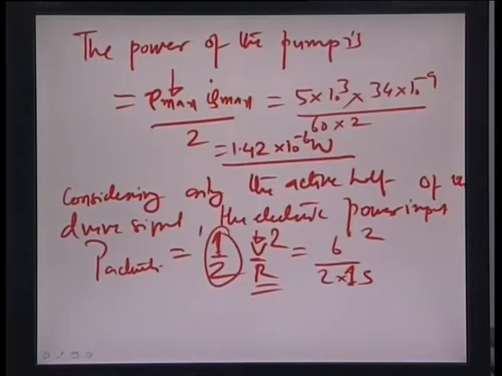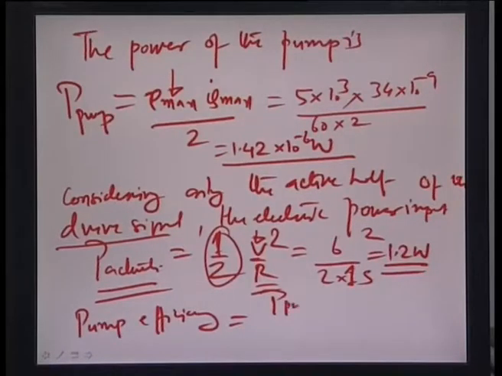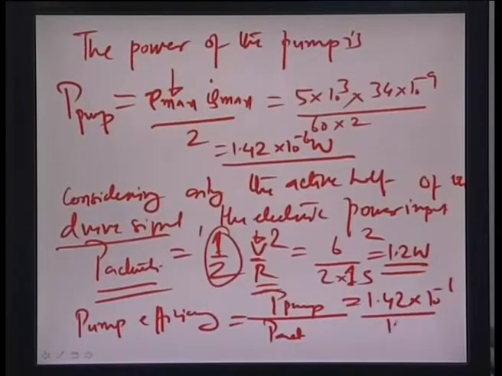So, this comes out to be about 1.2 watts. So, that is what the actuation power is. So, pumping efficiency, defined earlier, is essentially the power of the pump, which we just calculated in the top, divided by power of the actuator. This comes out to be 1.42 × 10^-6 by 1.2, which is about 1.18 × 10^-4 %. Okay. So, that is what the pump efficiency is.